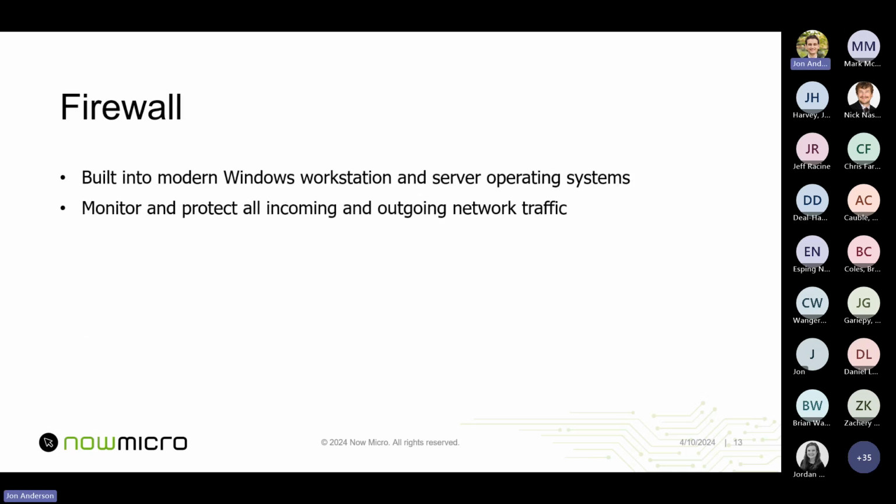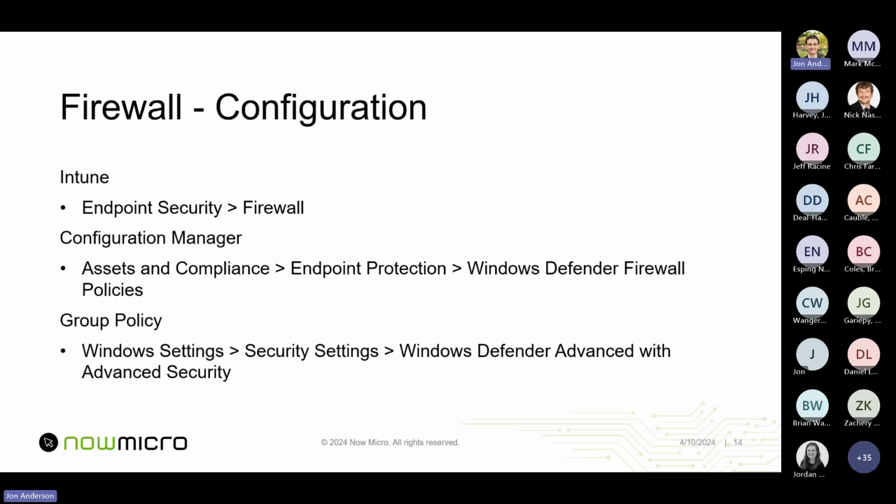Next thing I wanted to cover was the firewall. So the Windows firewall has been around forever. It's still included in any modern supported Windows workstation and server operating system, and it just does what it says. It protects all of your incoming and outgoing network traffic. Again, configurable from Intune, Configuration Manager, or Group Policy.